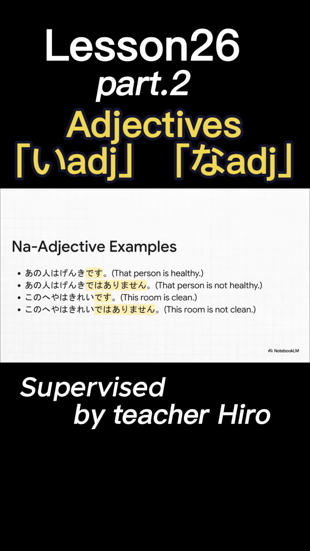Notice how the word genki itself stays exactly the same in both sentences. All we're doing is swapping the ending. Same thing happens with kirei, for clean. It goes from kirei desu to kirei dewa arimasen. The adjective is untouched, only the grammar around it changes.